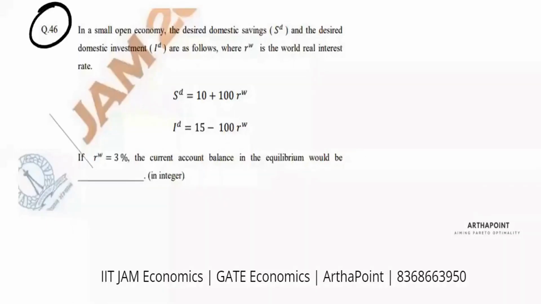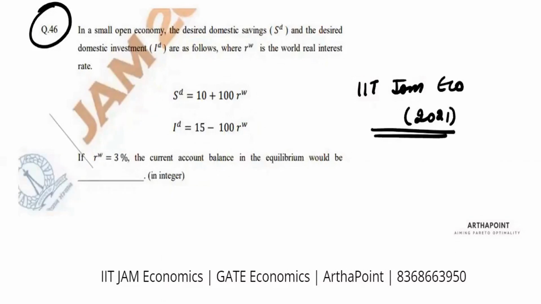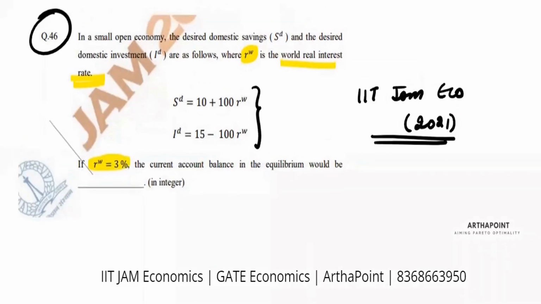This is question number 46 of IIT JAM Economics 2021 paper. Let's see what the question has to say. In a small open economy, the desired savings and the desired investment are as follows, where RW is the world real interest rate. If the real interest rate in the world is 3%, the current account balance in the equilibrium would be. Okay. Now let's see this.